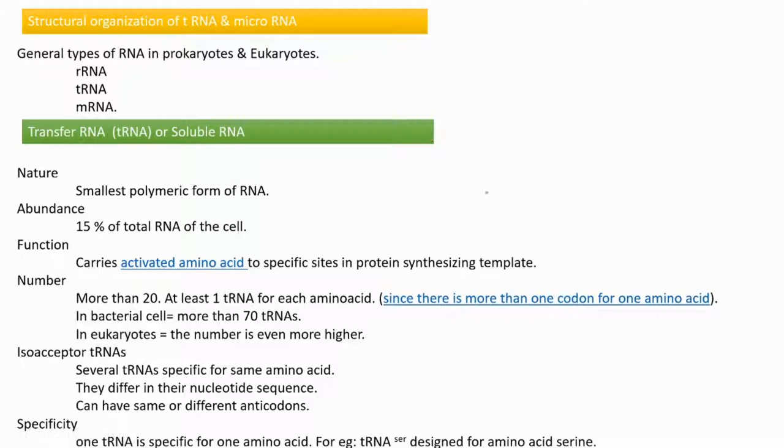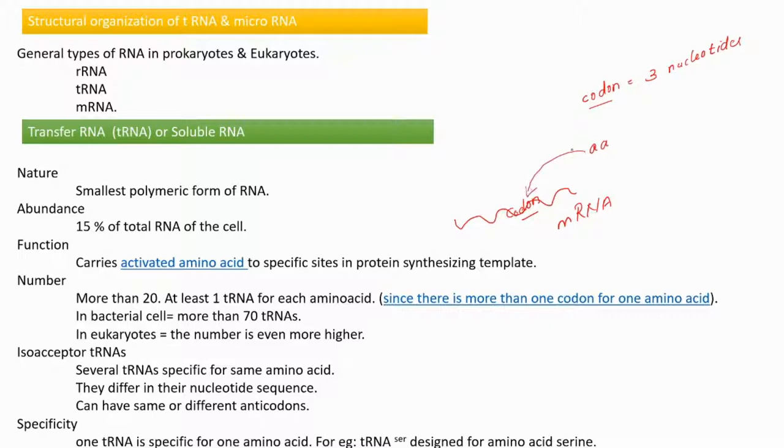What does that mean? Suppose this is the mRNA, messenger RNA, and it contains codons. We know a codon is a combination of three nucleotides, and each nucleotide contains one base. So that sequence of bases, in another form, we can call a codon. So with respect to each codon, a corresponding amino acid needs to be carried to this region.